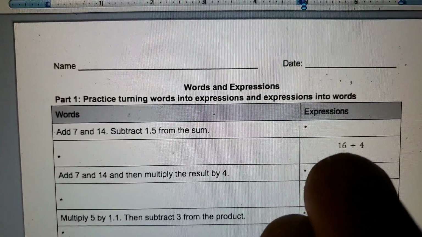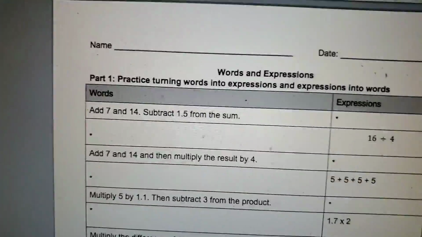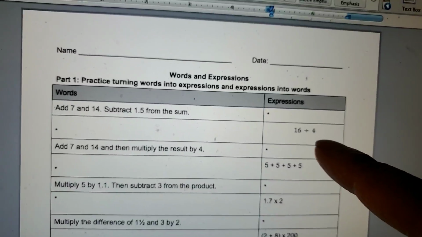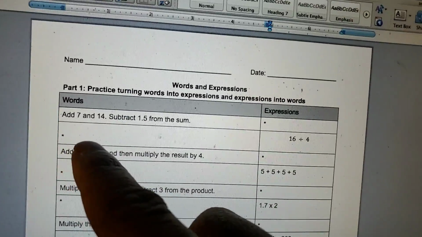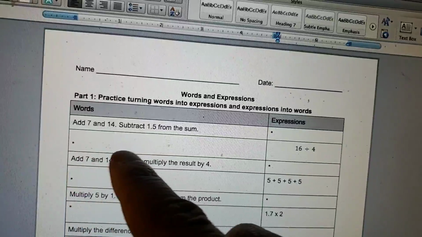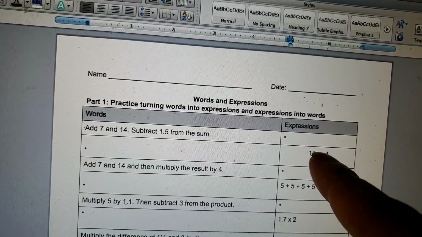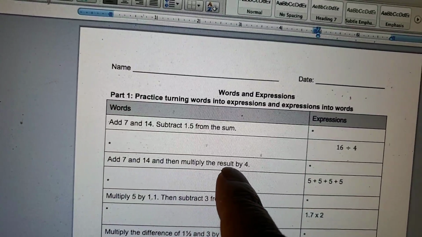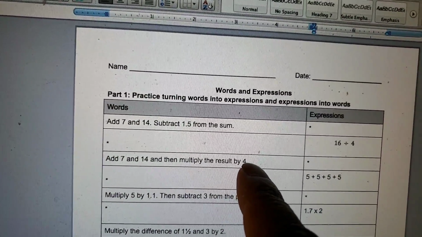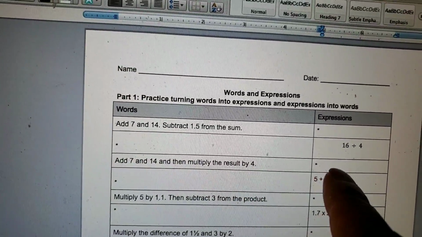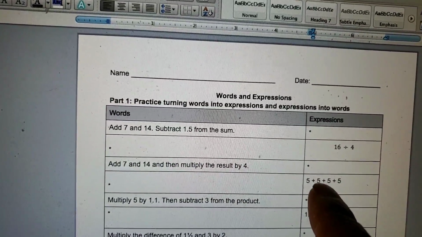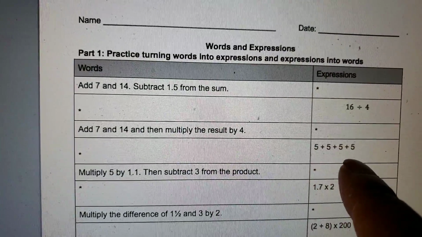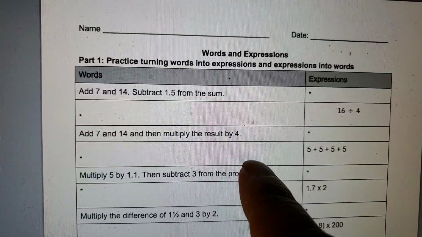For the second row, you see 16 divided by 4. What number sentence will you write to represent 16 divided by 4? It's the same thing. This one says add 7 and 14 and then multiply the result by 4. You are going to write an expression or equation for this sentence on this space. And let's go to the next one. It says 5 plus 5 plus 5 plus 5. You are going to write a number sentence using this.